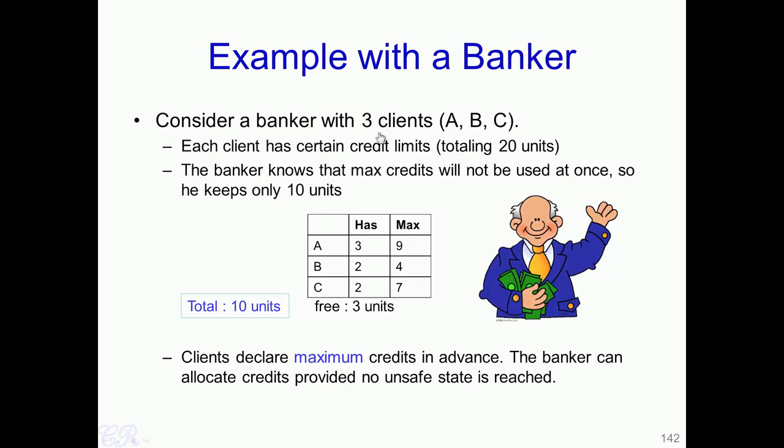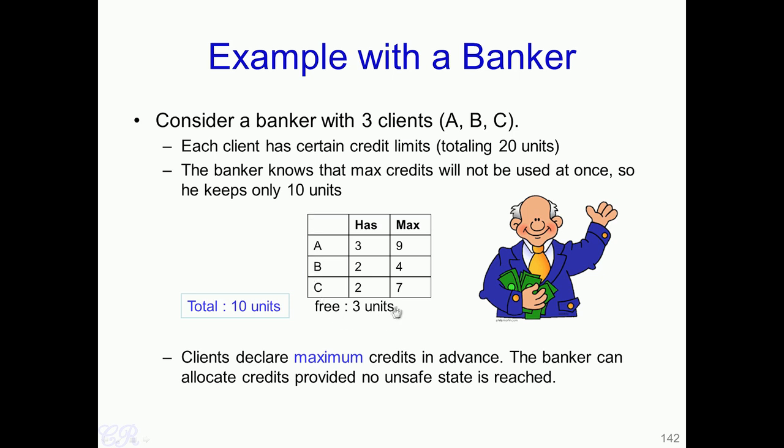Now, consider a banker with 3 clients A, B and C. Each client has certain credit limits, and the sum of all these credit limits totals to 20 units. Now, the banker knows that the maximum credits of 20 units will not be used all at once. So, he keeps only 10 units.